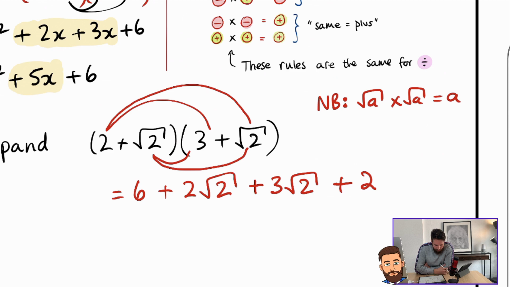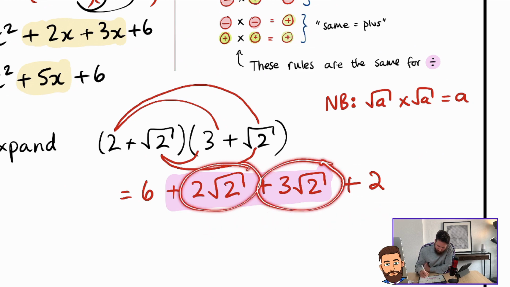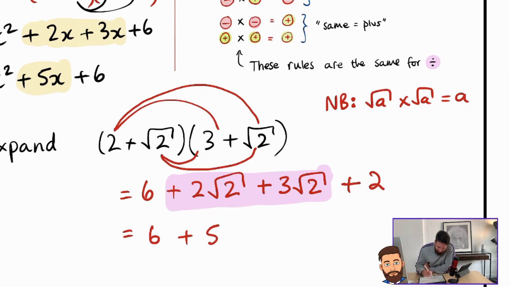So we can tidy this up, much like the example above, where the x's went together. You should be able to spot here that we have a root 2 occurring twice. Now just think of these as x's. What would 2x add 3x be? 5x. So what would 2 root 2 add another 3 root 2 be? 5 root 2. So this is going to become 6 plus 5 root 2 plus 2.